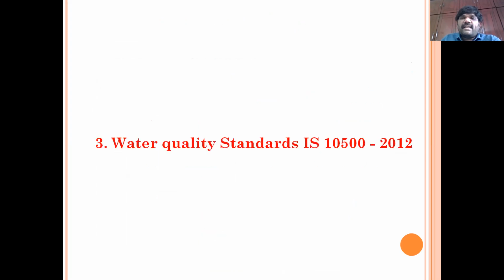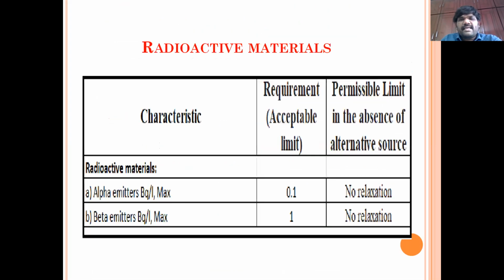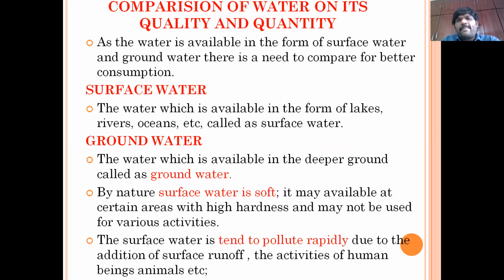See, water quality standards IS 10500 2012. The next topic is comparison of water on its quality and quantity. The availability of water is always in two types: surface water and groundwater. The surface water is available in the form of lakes, rivers, oceans, and all. Groundwater is the water that is available in the deeper grounds.